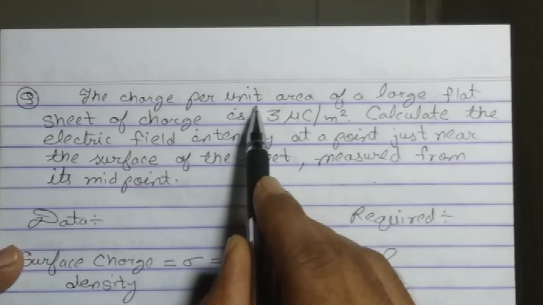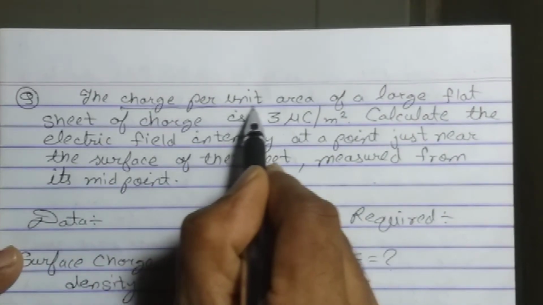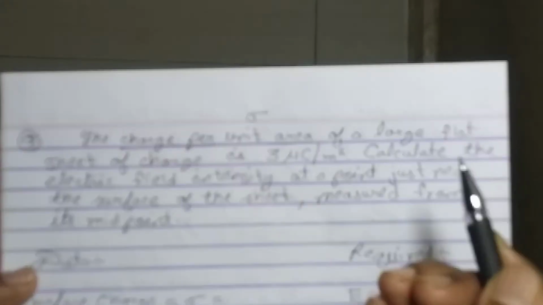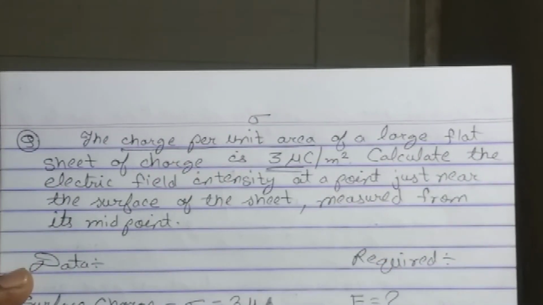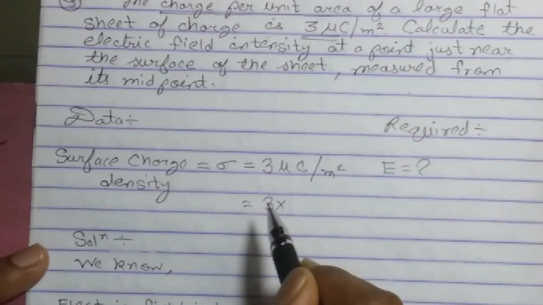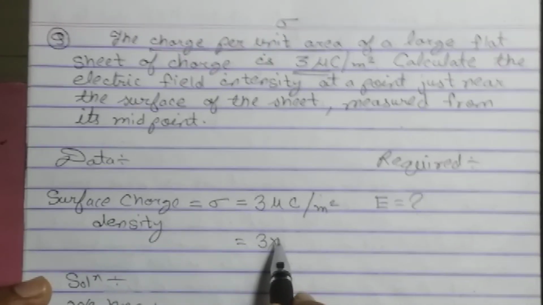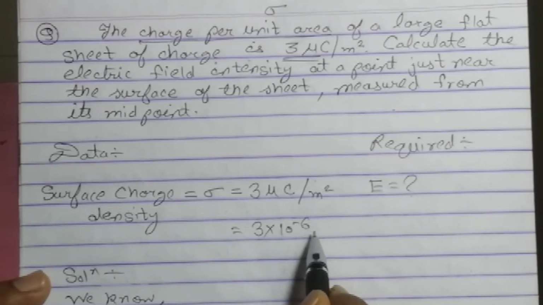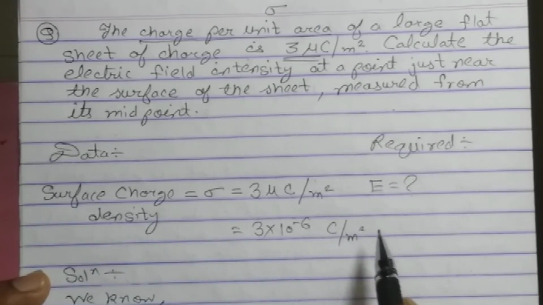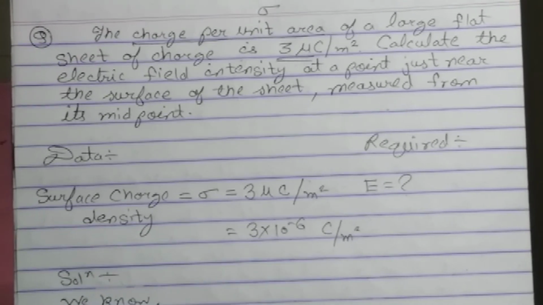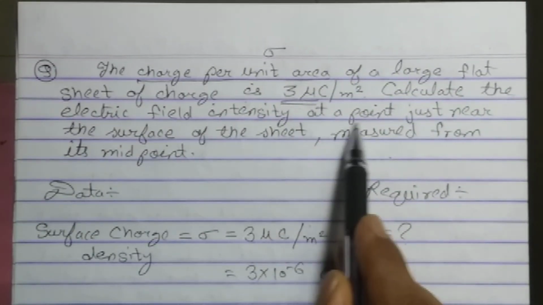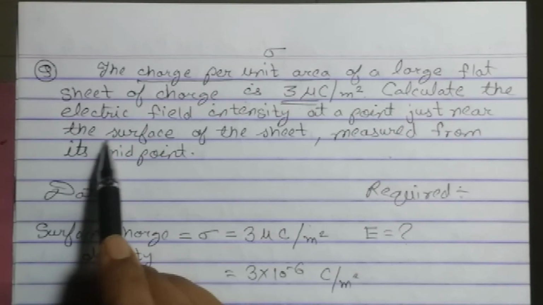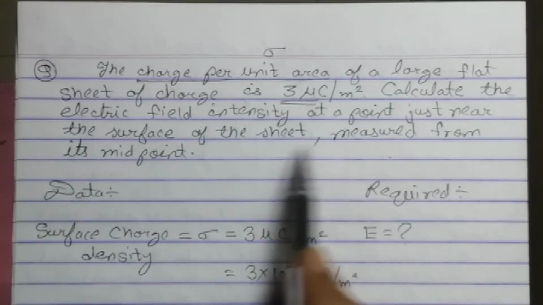The charge per unit area. What do you mean by charge per unit area? It means sigma. The value of sigma is given as 3 microcoulomb per meter square. Students, 3 microcoulomb means 3 into 10 raised to minus 6 coulomb per meter square. Students, what is the exact requirement? Calculate the electric field intensity at a point just near the surface of the sheet from its midpoint.